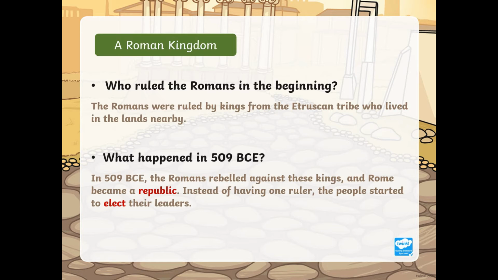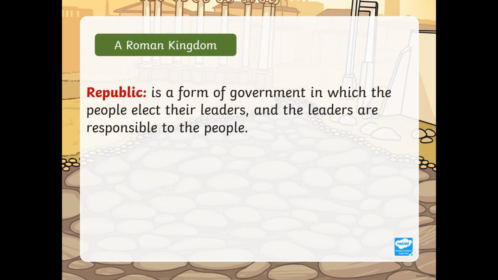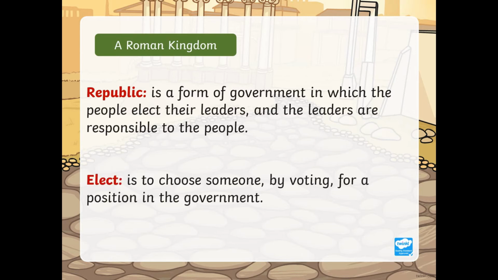Now let's see, what do we mean by republic and elect? A republic is a form of government in which the people elect their leaders, and the leaders are responsible for the people. To elect is to choose someone by voting for a position in the government. So people gathered around and voted, and the person who had the highest number of votes was chosen for that position in government.